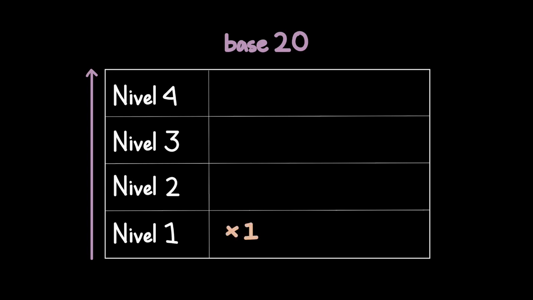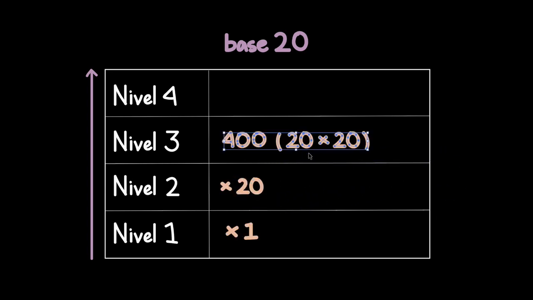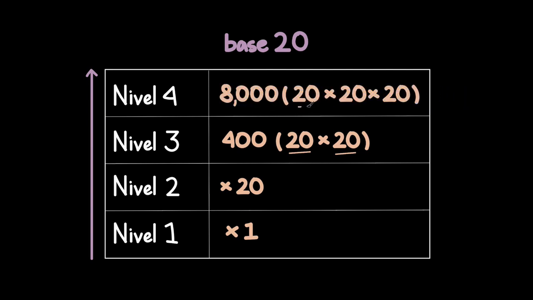In the second level, by 20. In the third, by 400, which is the same as 20 times 20. And in the fourth, by 8,000, or by 20 times 20 times 20. And so on: each time a level increases, you multiply once again by 20, and do not be scared.